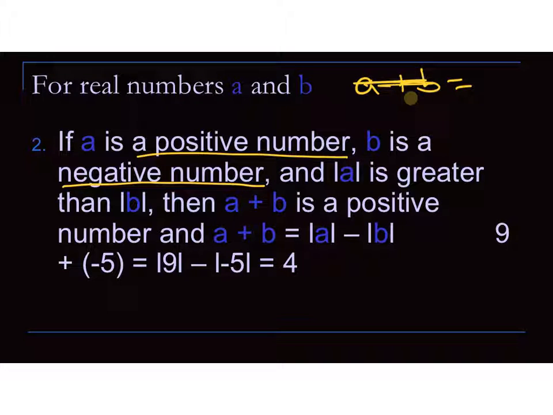So here's the math nerd speak. It says if the absolute value of A is greater than the absolute value of B, then A plus B is a positive number. So let's get past all that for a minute. Let's look at these two numbers. So here's how I like to explain it.